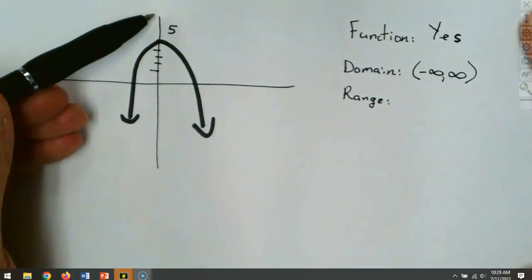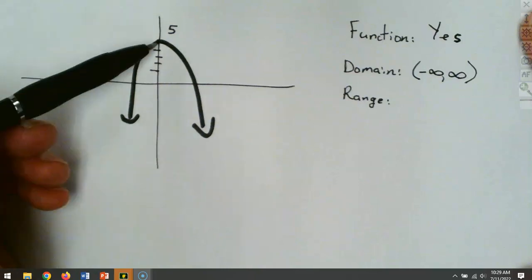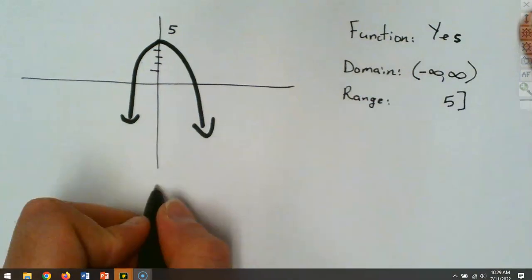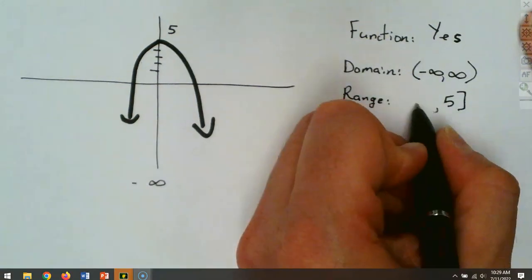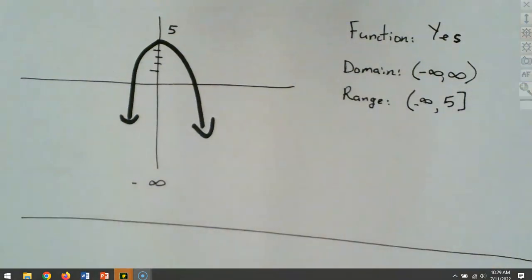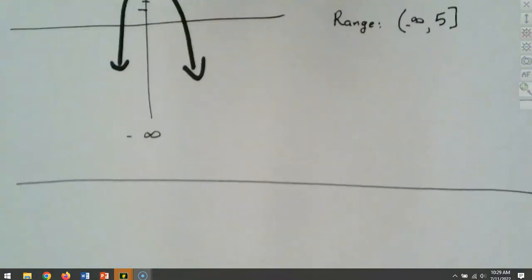Does it ever go up above this 5? No, right? It never goes up here. It's always down below. So what's my range going to be? Well, my range is going to be 5. And where does it go to? Negative infinity. And we use a bracket at that 5. And so it goes from 5 down to negative infinity. And in this case, it is a function. Let's do another one.